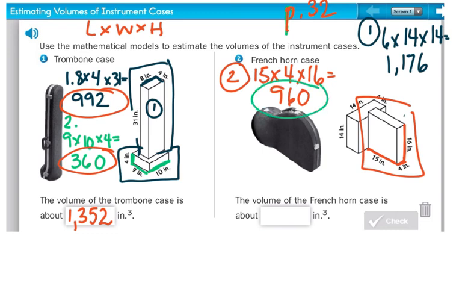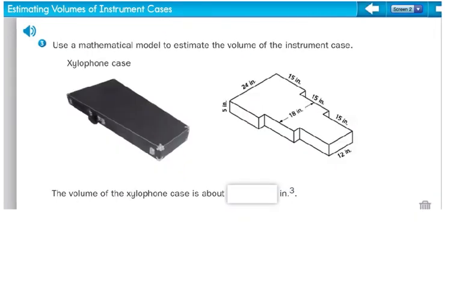And we're going to add together 960, which should already be in your calculator. So just add 1,176 to that. And we get a volume of 2,136 inches cubed. Down in number 3, it says use a mathematical model to estimate the volume of the instrument case.